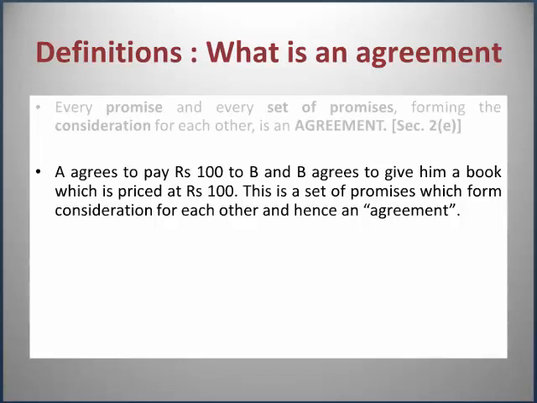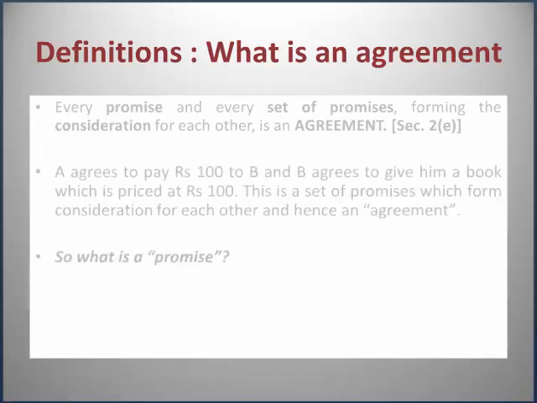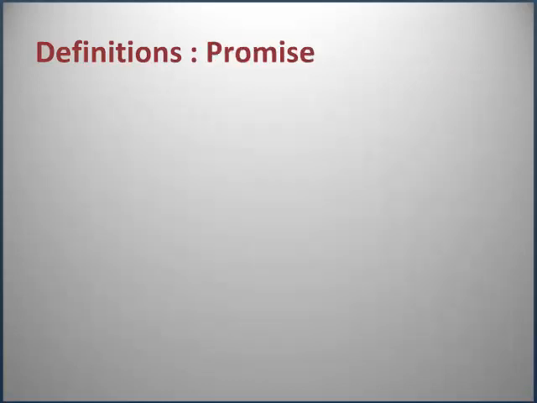This obviously leads us to another question. Then what is a promise? Let's see in the next slide. So contract is an agreement enforceable by law. Agreement is a promise or set of promises forming consideration for each other. So now what is a promise?